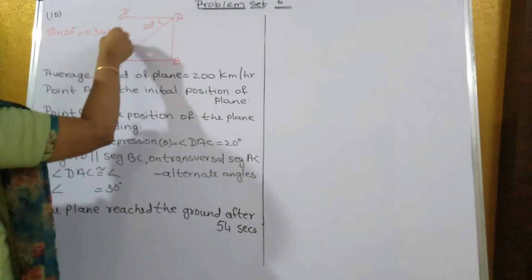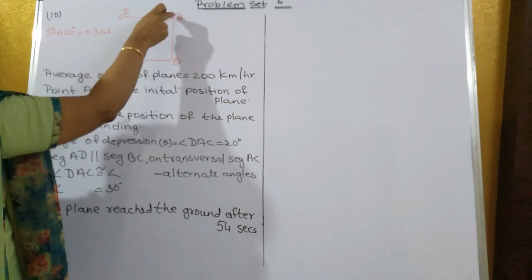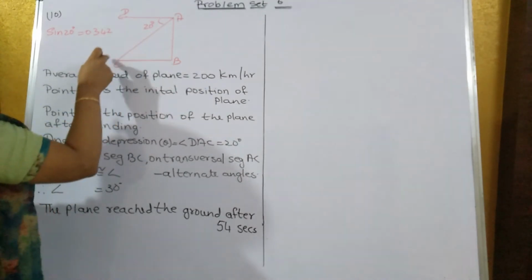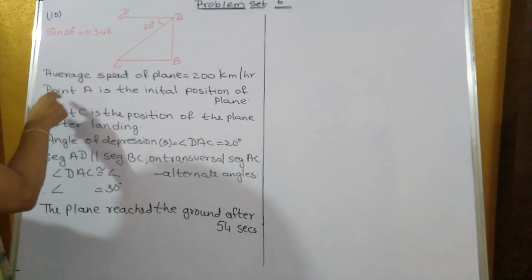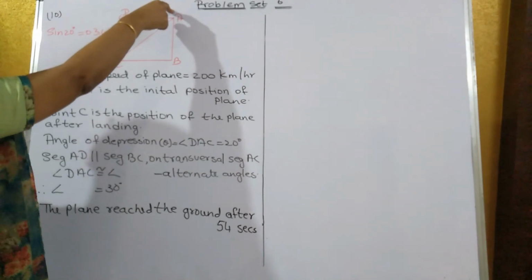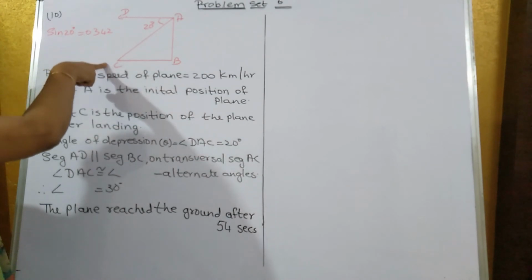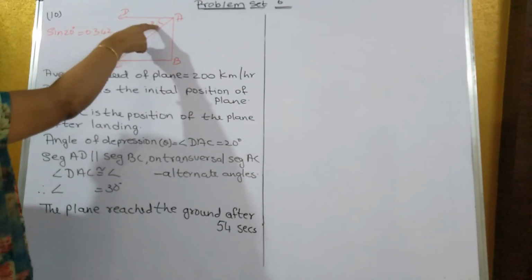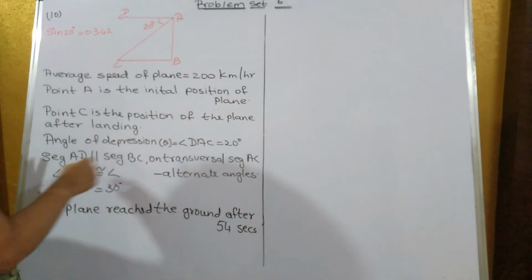Why? Because we know the speed of the plane and we also know the time. The time taken by the plane to reach from A to C is 54 seconds. Point A is the initial position of the plane, and point C is the position of the plane after landing. The angle of depression is 20 degrees, that is, angle DAC is equal to 20 degrees.